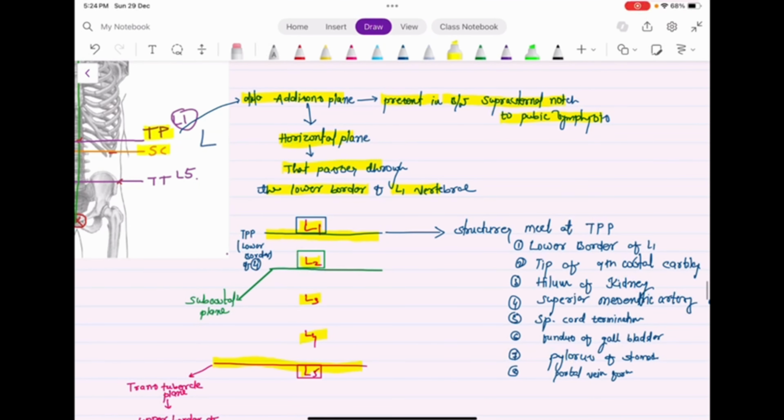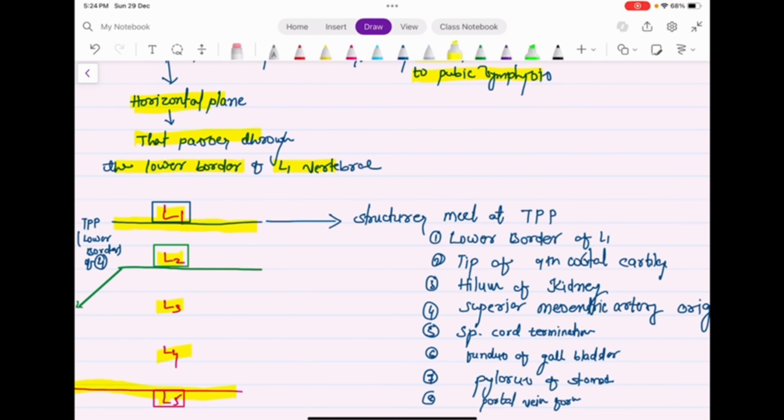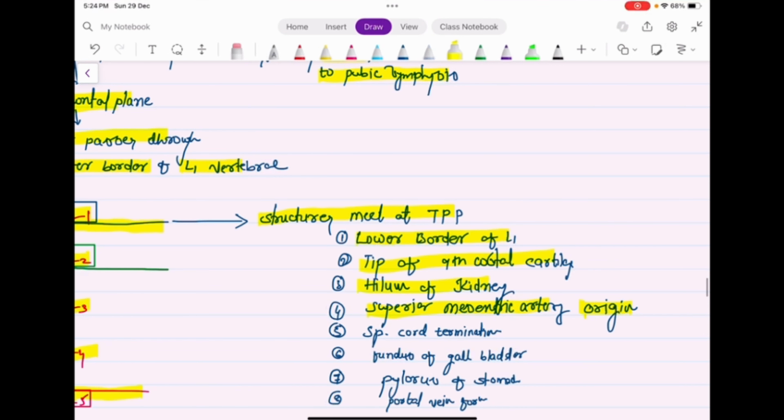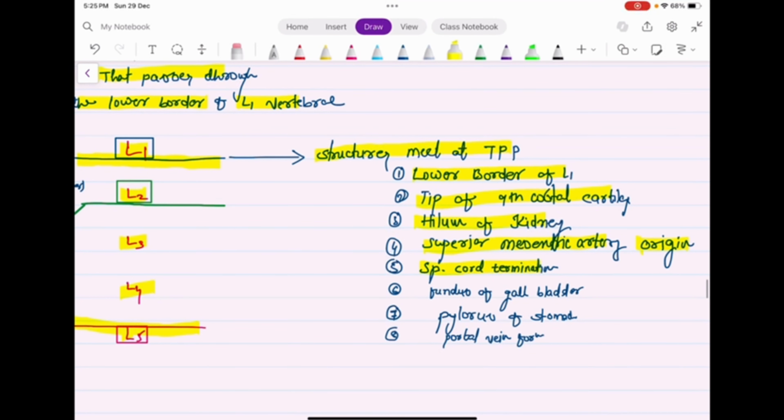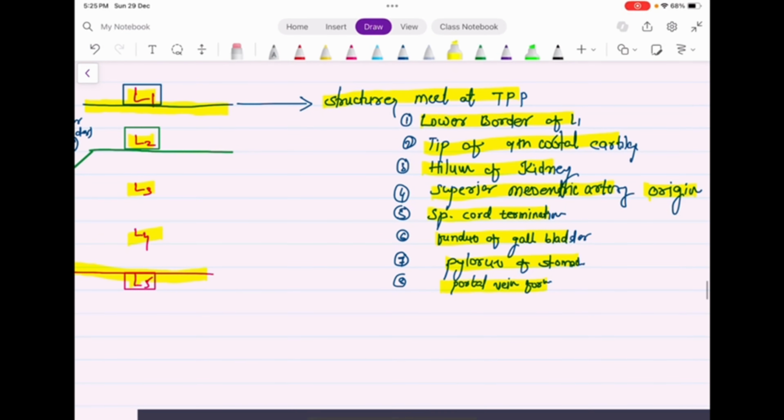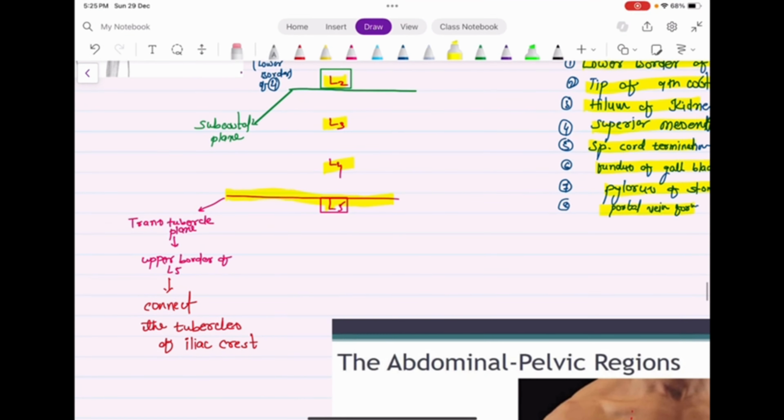Coming to the transpyloric plane, there are some important questions asked regarding it. What are the structures met at the transpyloric plane? They are the lower border of L1 vertebra, tip of the 9th costal cartilage, hilum of the kidney, origin of the superior mesenteric artery, termination of the spinal cord at L1 vertebra, fundus of the gallbladder, pylorus of the stomach, and formation of the portal vein. To repeat: lower border of L1 vertebra, tip of 9th costal cartilage, hilum of kidney, superior mesenteric artery origin, spinal cord termination, and fundus of gallbladder.